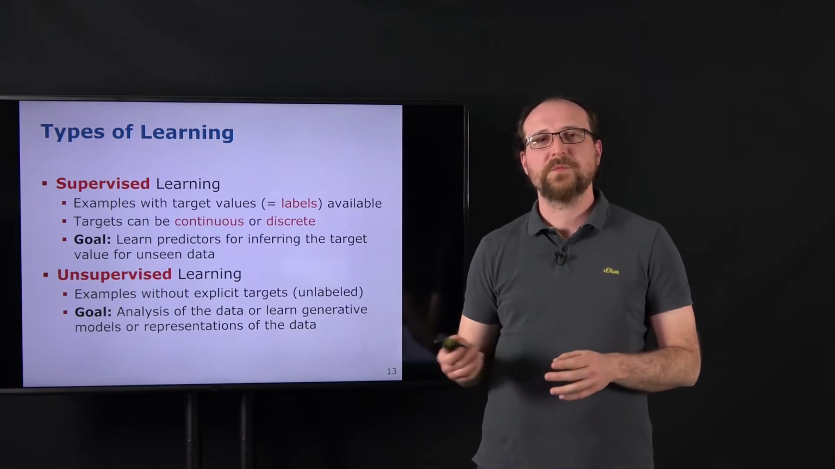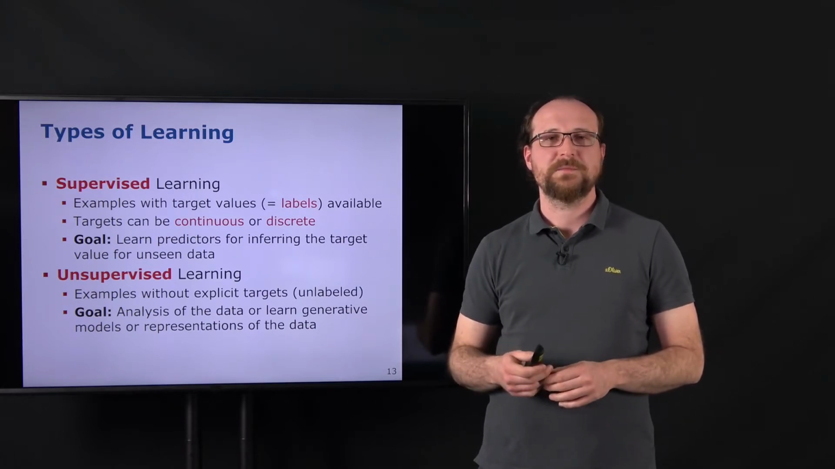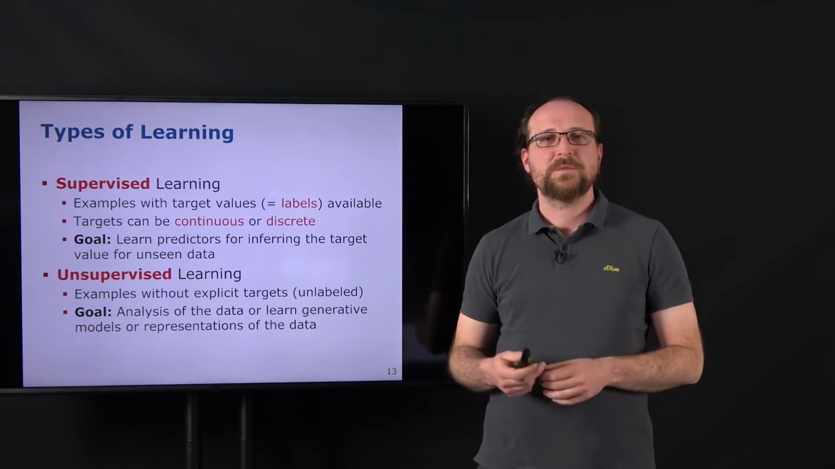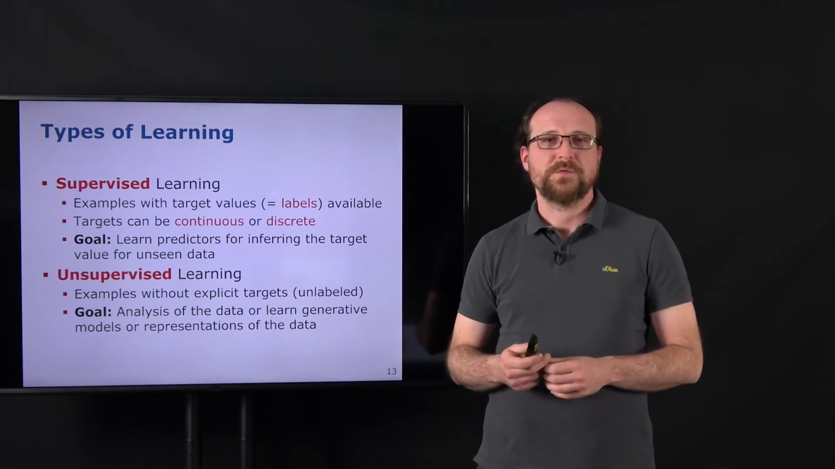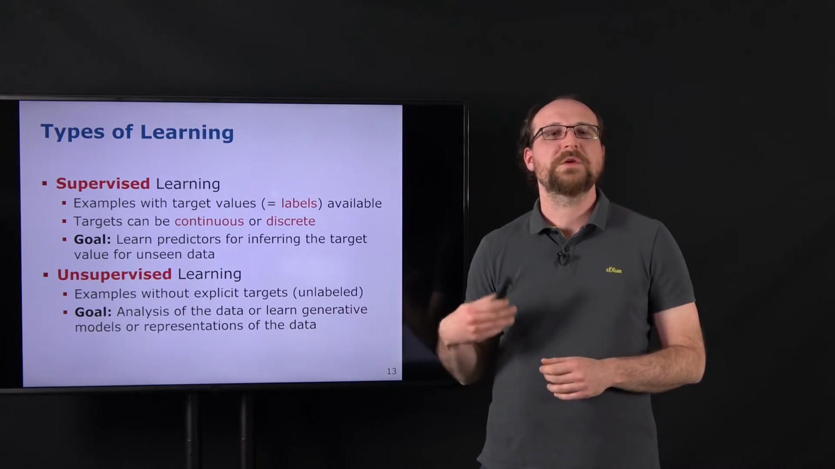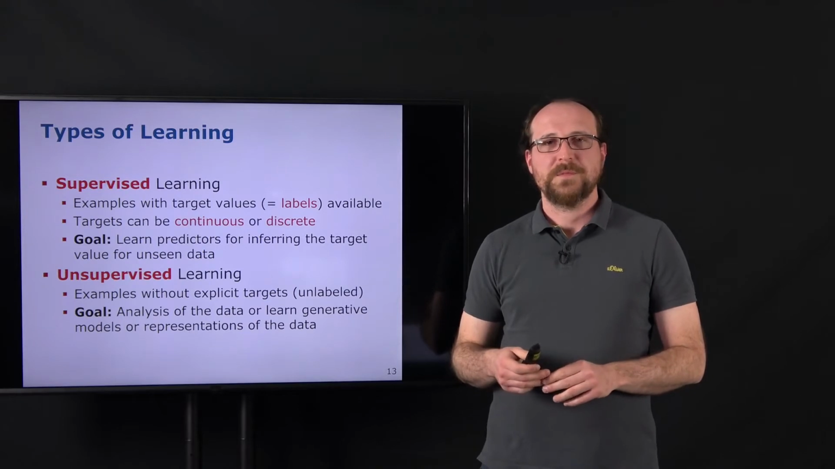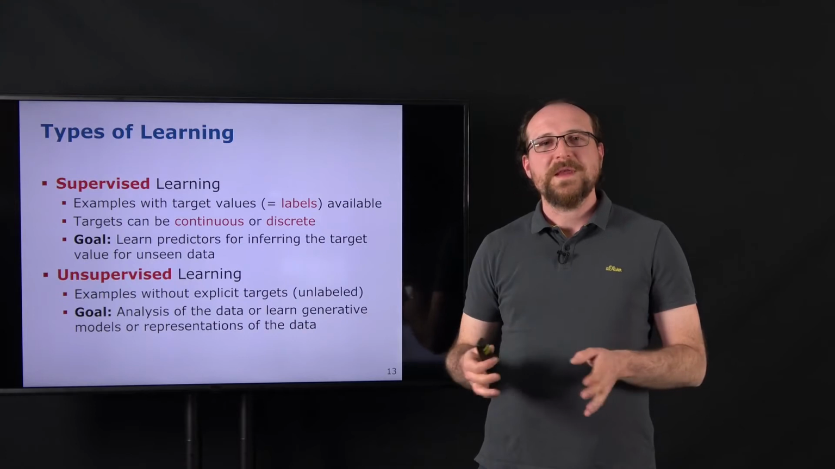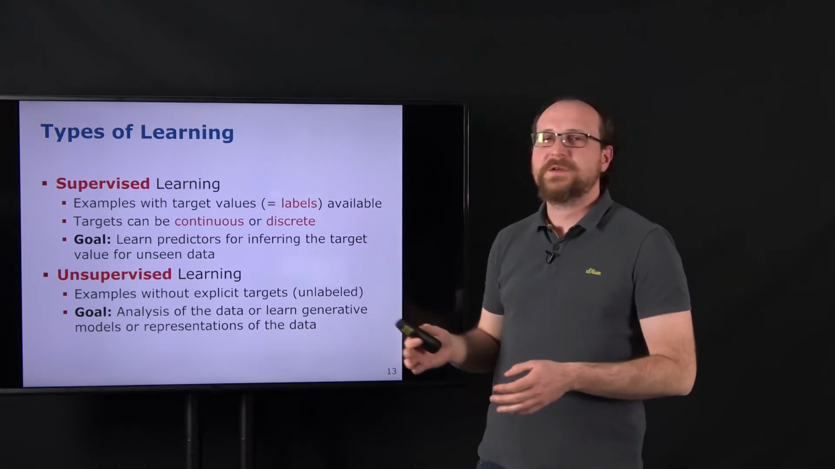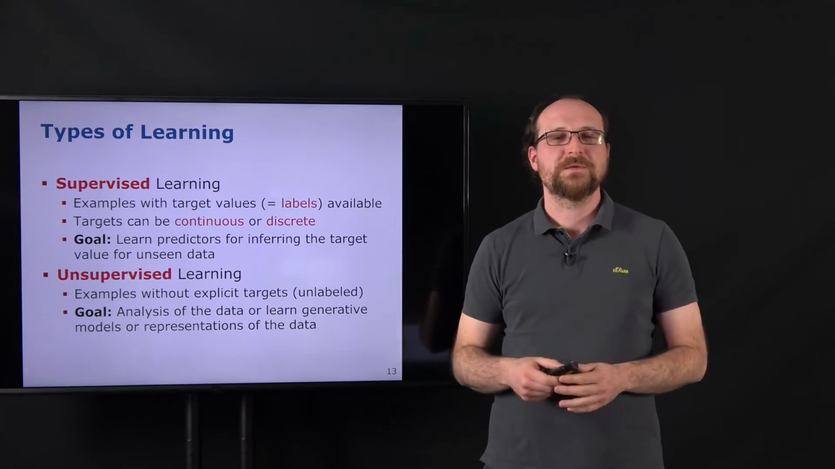Unsupervised learning deals with data that has no explicit target labels. So it's data which you want to analyze, where you maybe want to learn a generative model, which enables you to generate more data, but also to learn representations of the data. And recently, it is also used to enable supervised learning to do a better job by training some model unsupervised first and then training it later supervised.